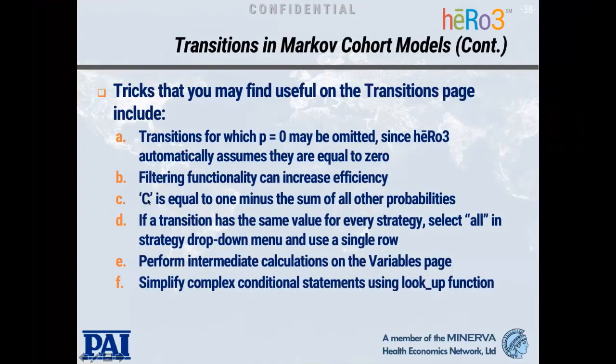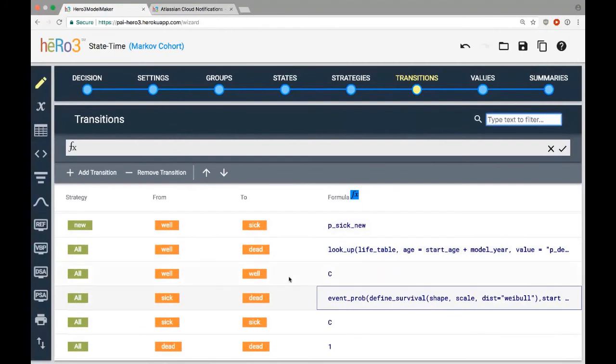The third item is that the keyword C is equal to 1 minus the sum of all the other transition probabilities from that given state. We already showed an example of that, but just as another example here, we have the probability of going from sick to dead in this model. Of course, if you don't go from sick to dead, the other possibility is you stay in the sick state. Because we don't want to calculate 1 minus this whole big formula here, we just type in capital C, and that will automatically calculate 1 minus the other probability. That can save a lot of time, and it also ensures that you calculate these complements properly.